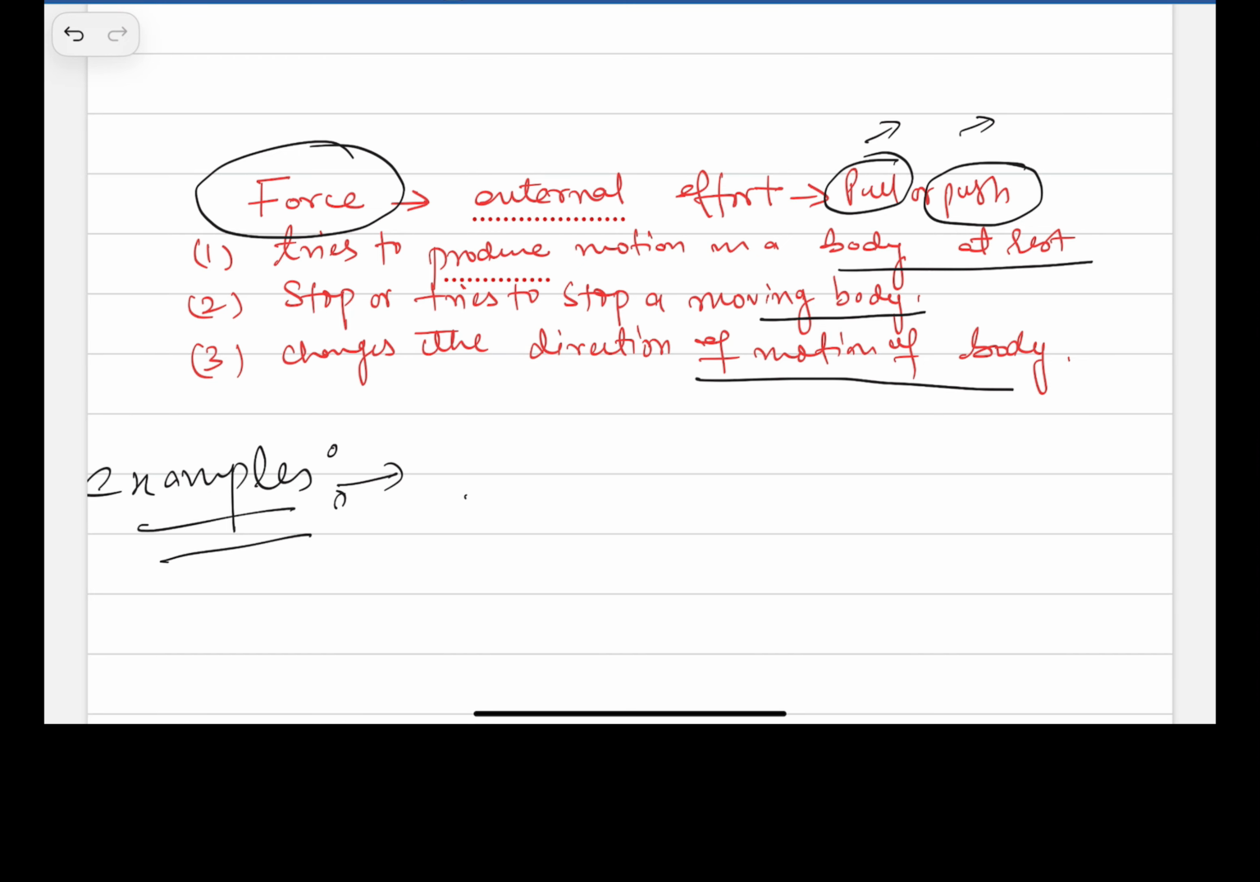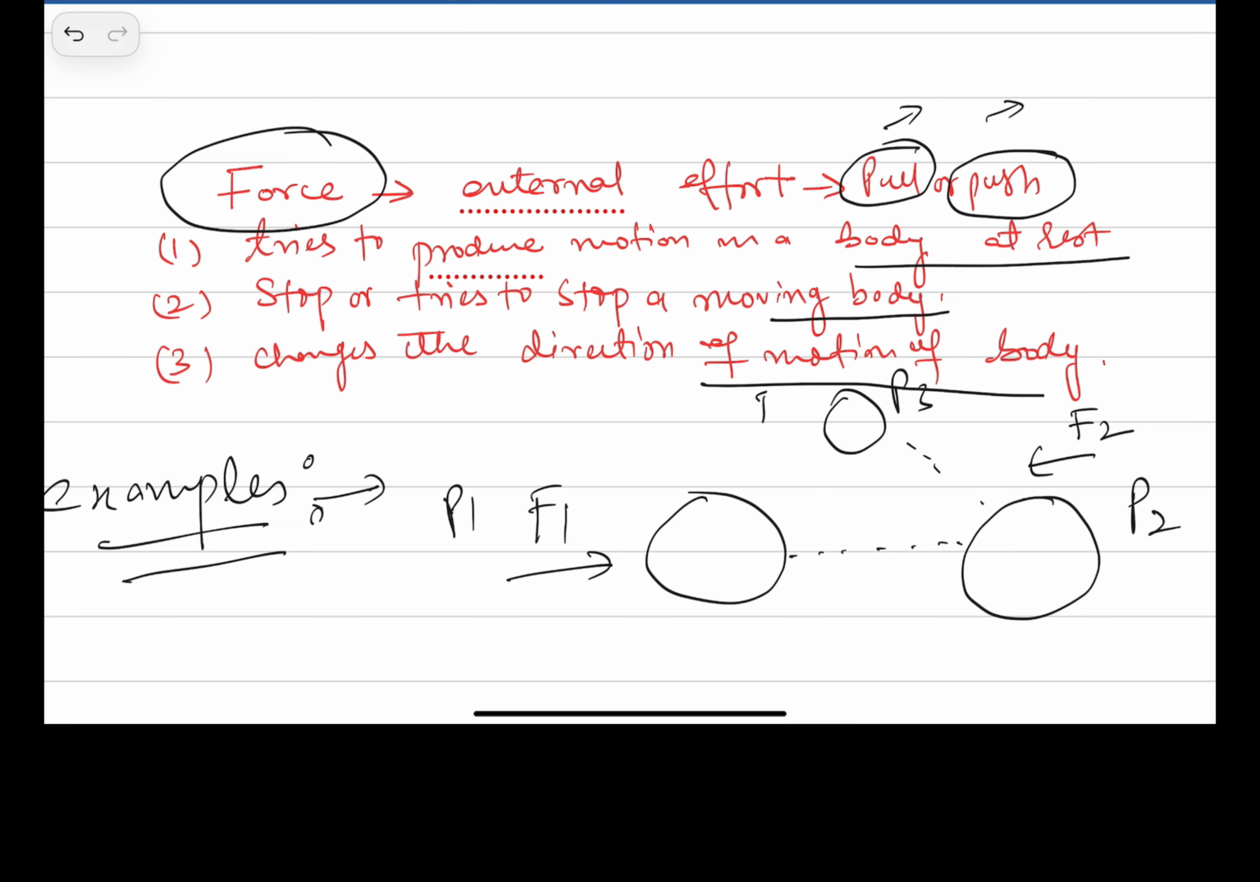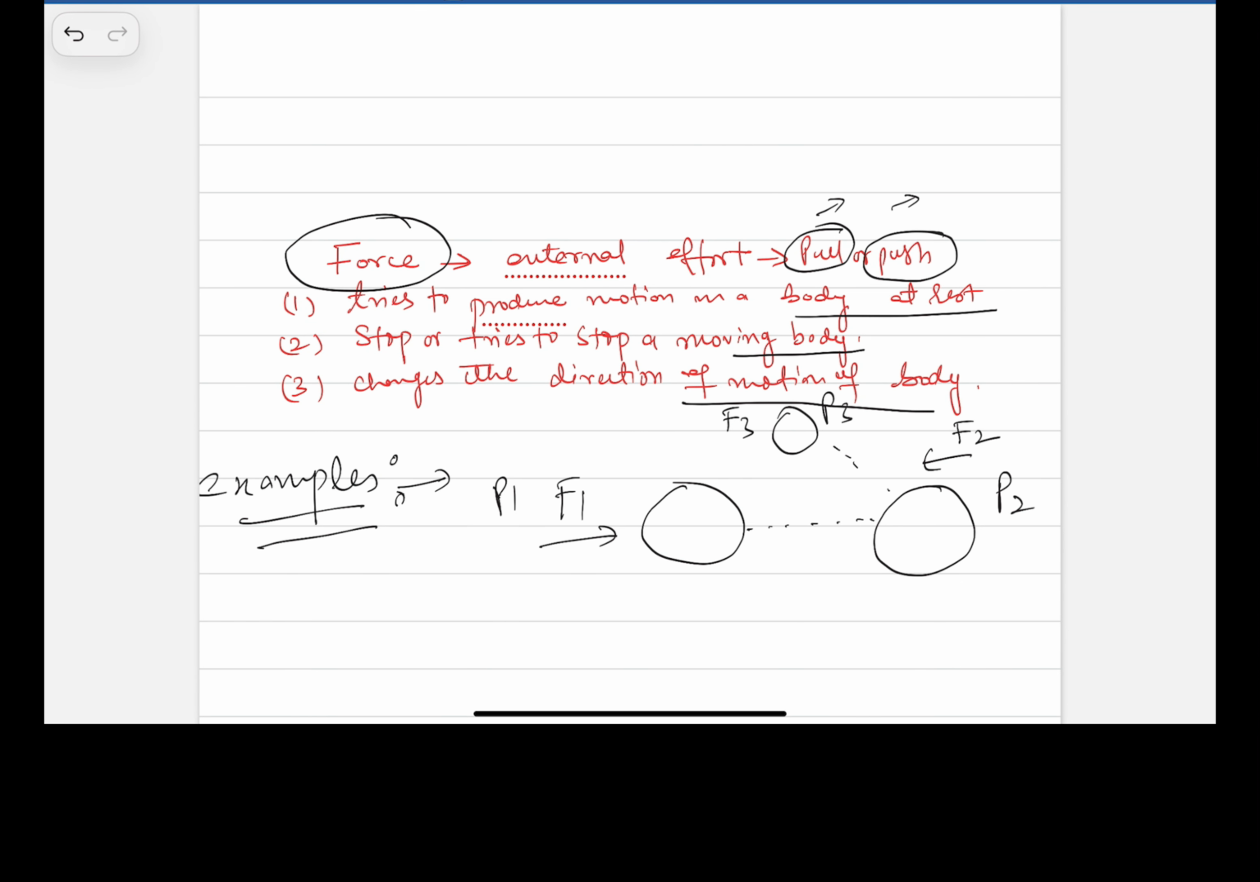As an example, a football is placed here and a player P1 applies a force F1. So the ball starts moving towards another player P2. This player P2 needs to stop the ball, so he applies some force F2 on the football so that the body comes to rest, or he changes the direction of the football to another player P3, and the P3 player stops the ball with the force F3. So that means force is an external effort, a pull or push.